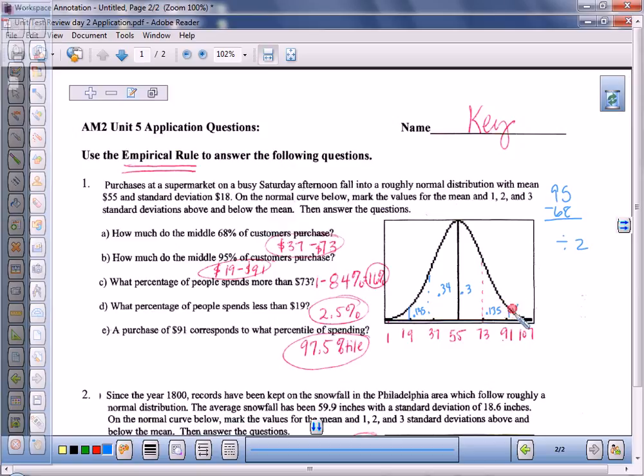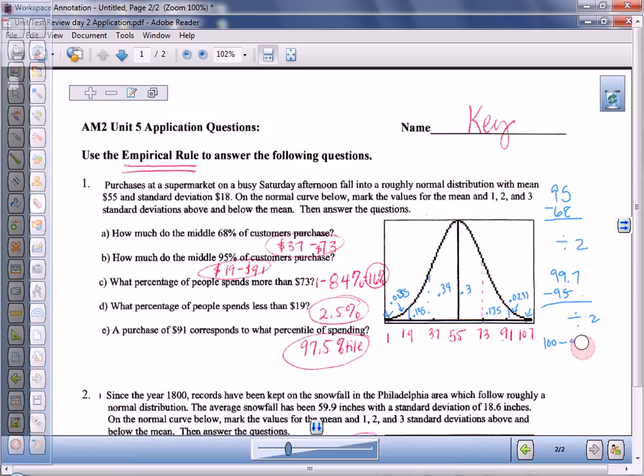And then for this area, here and here, what would I do? I would do the 99.7 minus the 95 and divide that by 2. And that gives me the 0.0235. Then, on the outermost regions, here and here, it's the 100 minus the 99.7, divided by 2. That would give us the 0.0015.